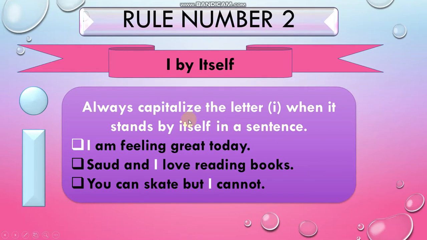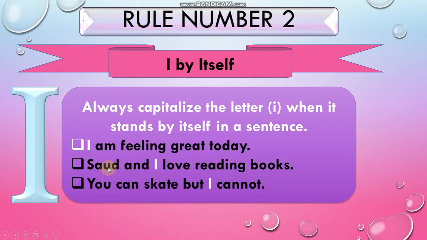So whenever it stands by itself in a sentence, we are going to make it into a capital letter. Yes, like, "I am feeling great today." Now here there are 2 of those rules put into action. 1, that is the beginning of the sentence, and 2, because it's I. So I will always be capital whenever it's alone by itself.